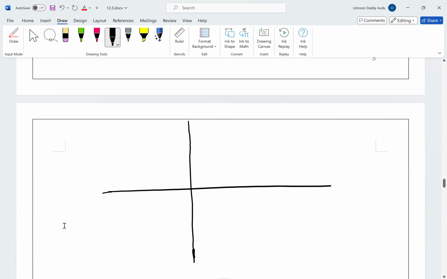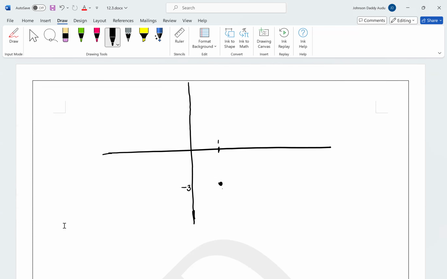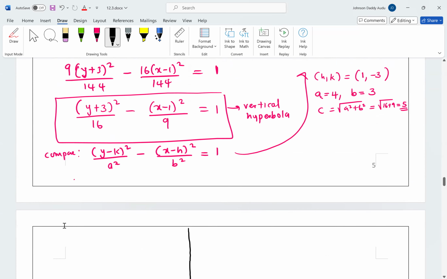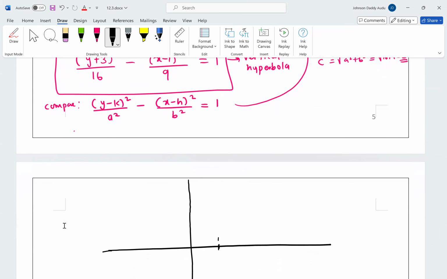Center is 1, so it means x is 1. So it means we're in the 4th quadrant. So let's call this 1, and this one minus 3. So this is our center. Now, what type do we know? We know that we are dealing with a vertical hyperbola, right?